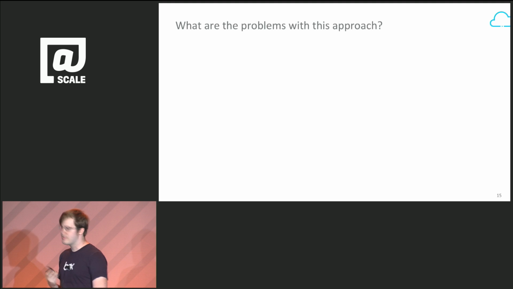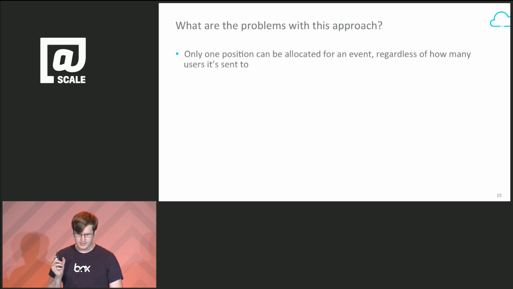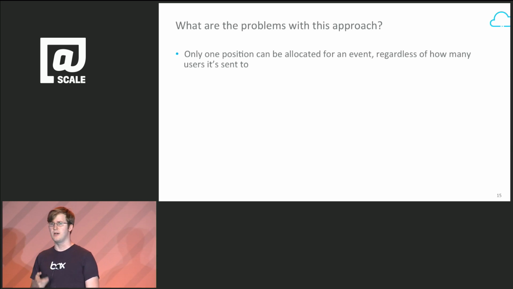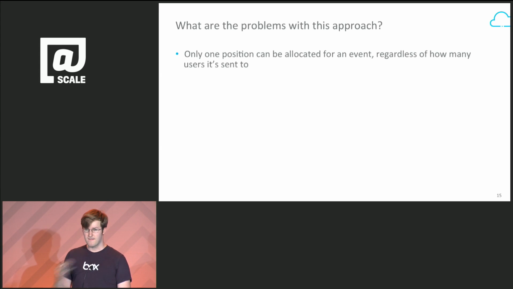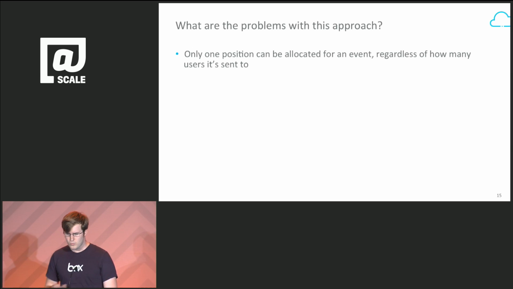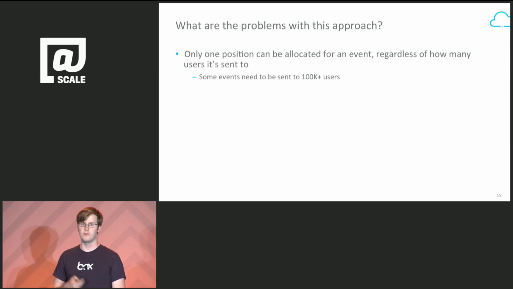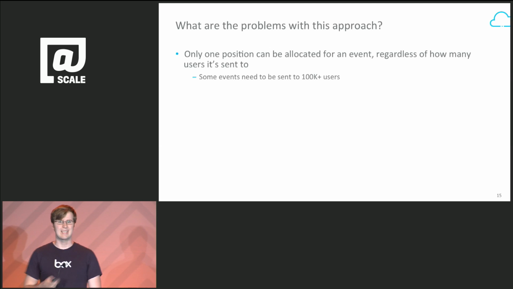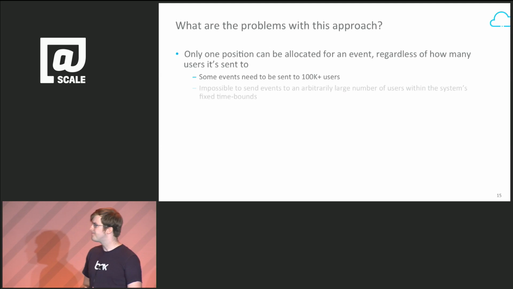So what are the problems with this approach? One substantial one is we only have one column in the database per event where we can write a position, which means we can only allocate one position for an entire event. This is regardless of how many users we have to send it to, which is problematic because some events actually need to go to upwards of 100,000 users. We have larger customers who want folders that basically the entire company has access to, so the entire company would get notifications about what's happening in that folder.